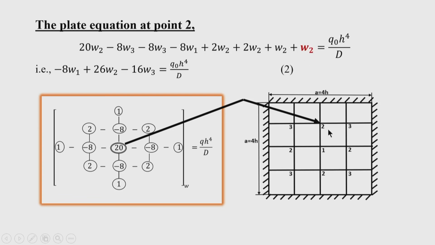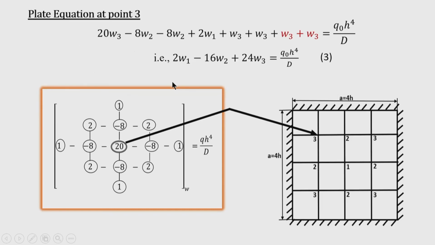Therefore, the imaginary point deflection I have written in red color so that you can understand it, and other values are easily written: 20 W 2, then minus 8 W 3, minus 8 W 3, minus 8 W 1, plus 2 W 2, plus 2 W 2. Another 2 W 2 will come here, and then the imaginary point W 2. The right hand side is q naught h to the power 4 divided by D because this load is uniformly distributed. After simplification we get this value.